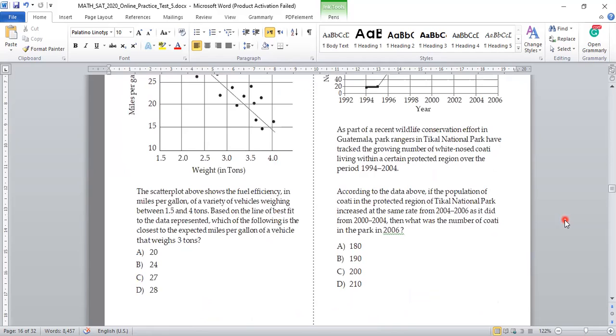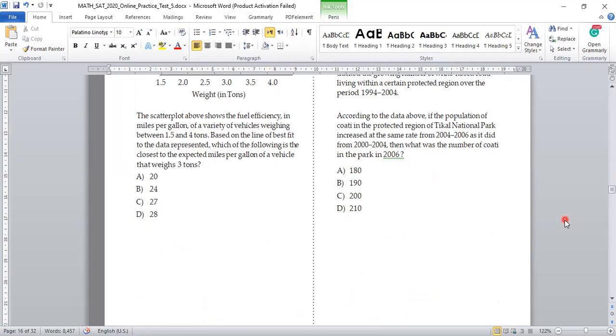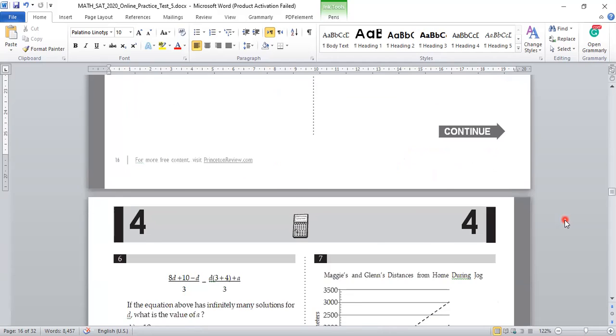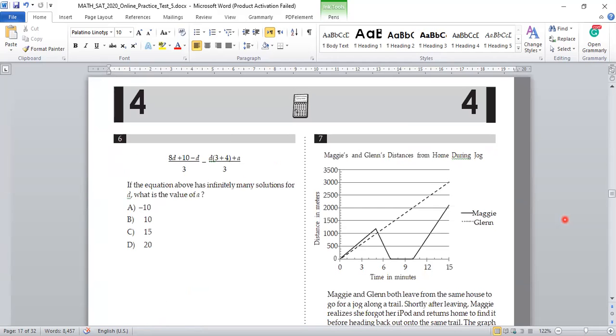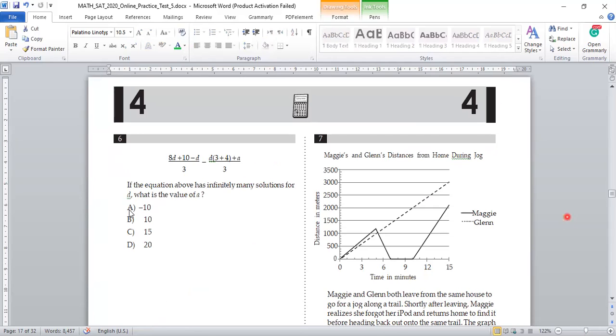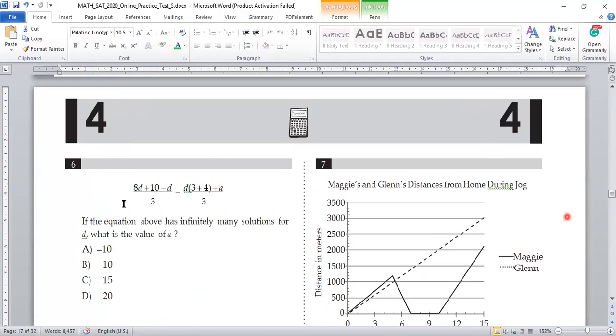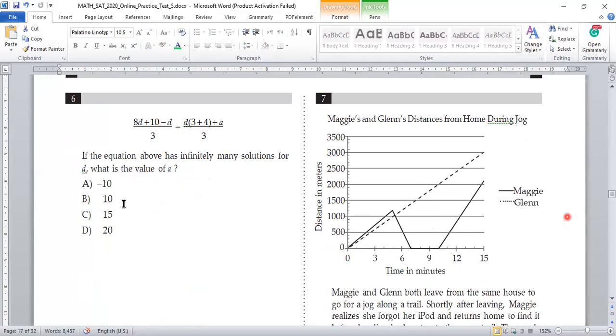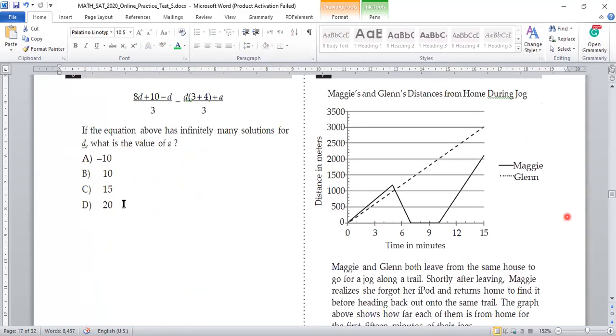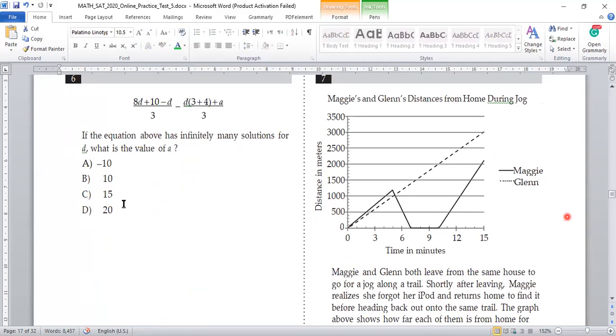So note down this choice, and we are moving to the next question, question number 6. 6 and 7, all right, these will be the last questions, then we will go to the answers. Okay, so 6. If the equation above has infinitely many solutions for D, what is the value of A?